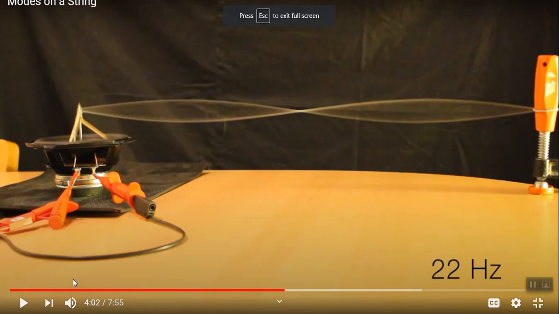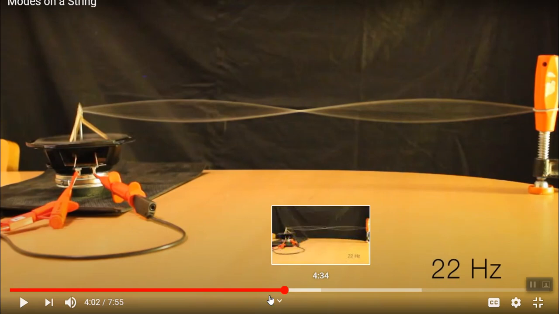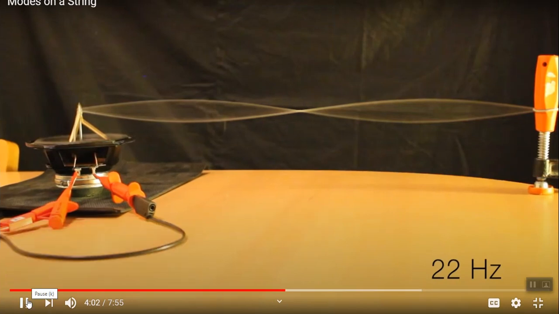Because if at 11 hertz, this string started vibrating with a principal frequency. At 22 hertz, you can see what we have here is the second mode of vibration. So this is the next frequency up that the string wants to vibrate at. 22 hertz is 2 times 11 hertz. So it's twice the frequency of the first mode of vibration. Yes, first subsidiary frequency again.